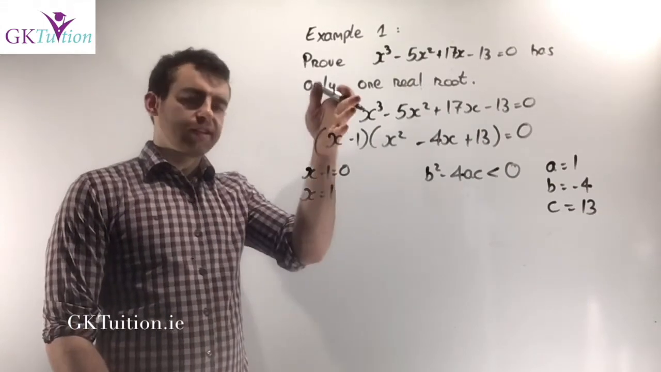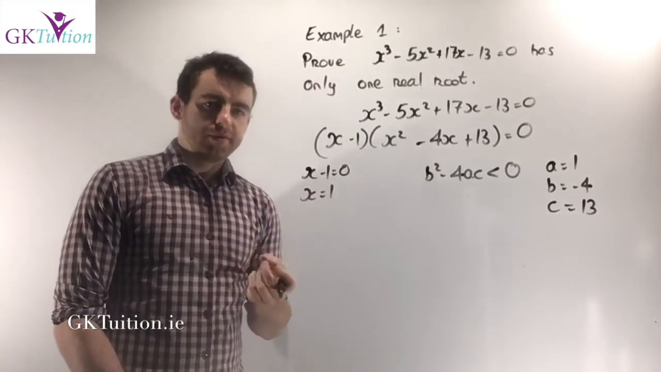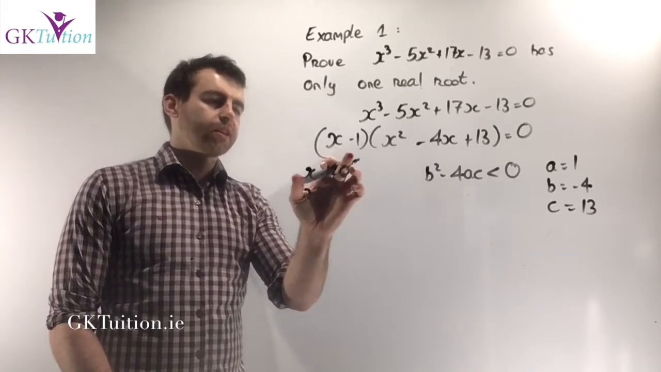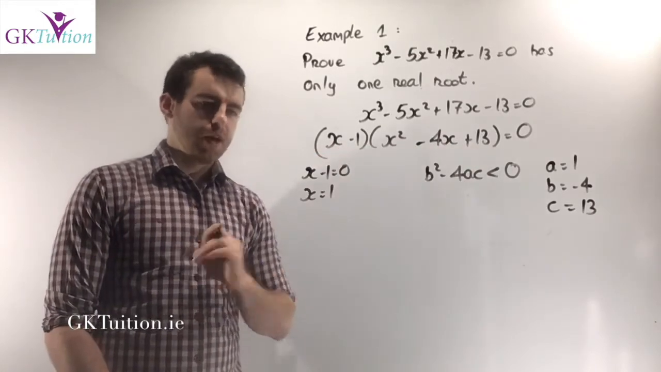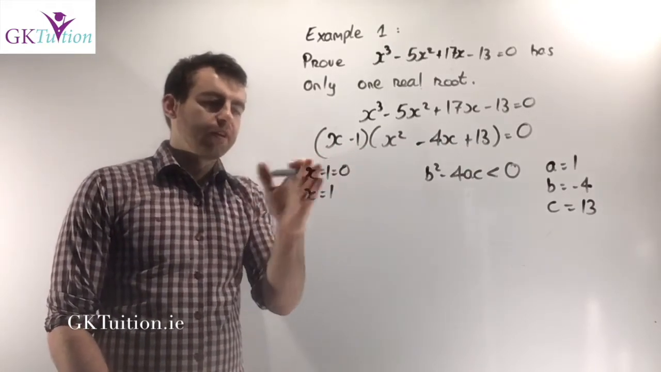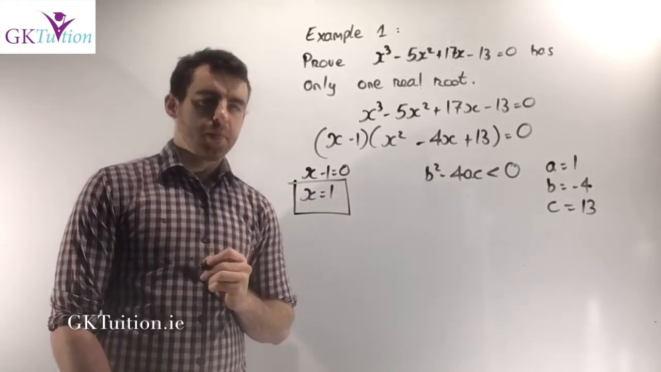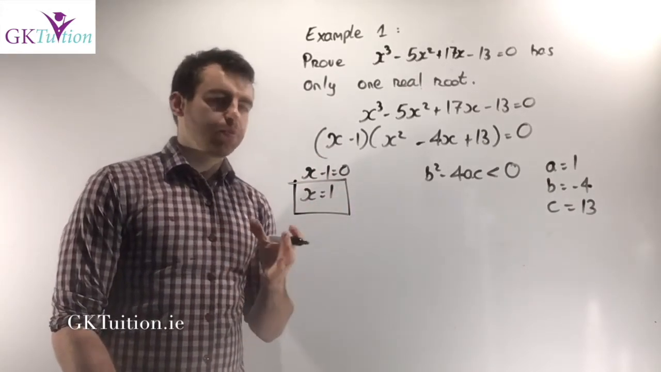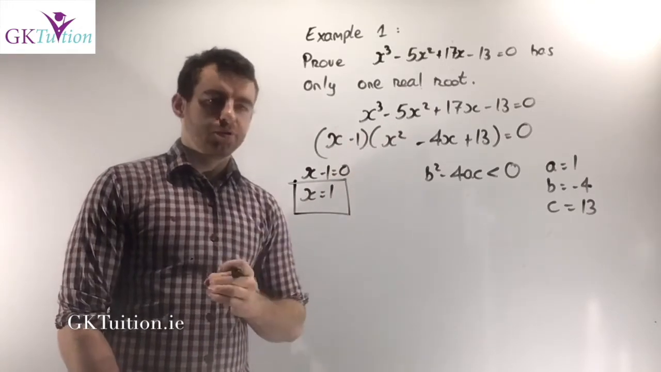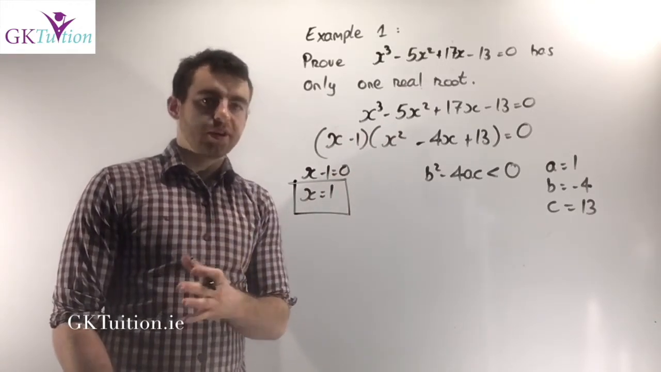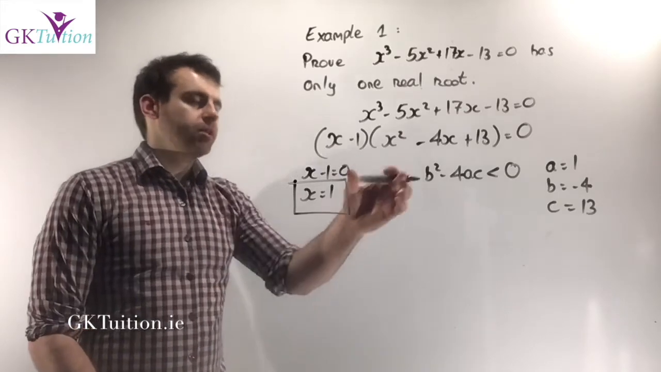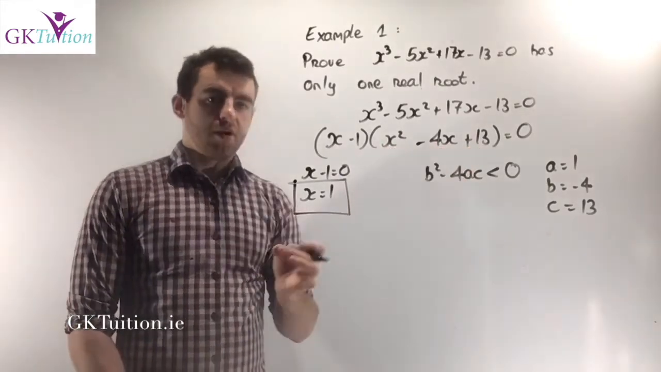So we started off with this as our original cubic, and we've deduced that the factors of the cubic are x minus 1 times this quadratic. X minus 1 is standard enough, you can let it equal 0, and your real root is x equals 1. But what I need to do is prove that the other two roots of this cubic are not real, or that they're imaginary. So I need to prove that the roots of the quadratic are not real.